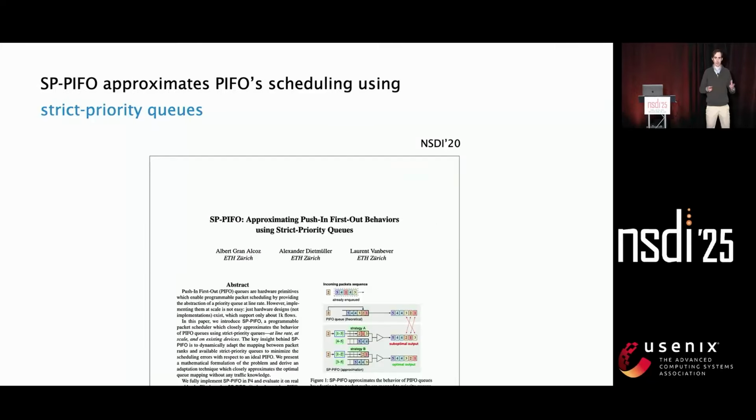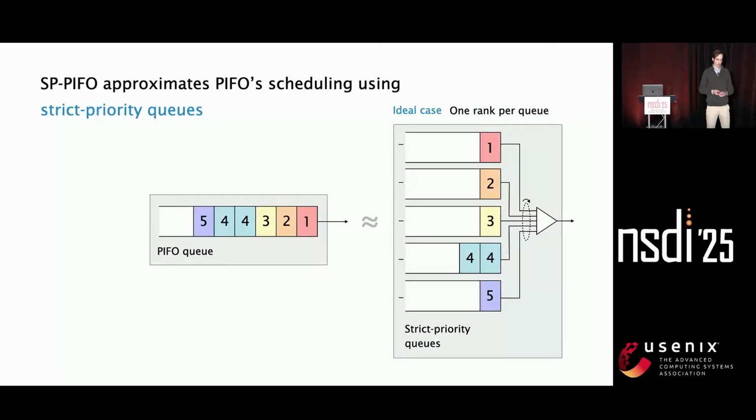So in 2020, we proposed SP-PIFO, in which we were already trying to approximate PIFO queues by using programmable switches. And the intuition back then was that it was possible to approximate PIFO queues on programmable switches by using strict priority queues, with the idea that by mapping packets of different ranks to different priority queues in increasing order of priority, we could achieve an approximation of the PIFO behavior. And if we have a sufficiently large number of priority queues, we can achieve an ideal PIFO behavior.